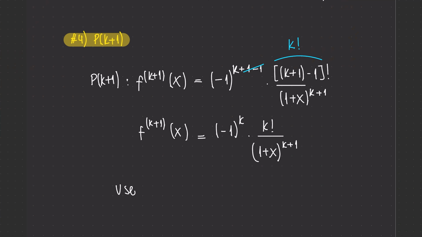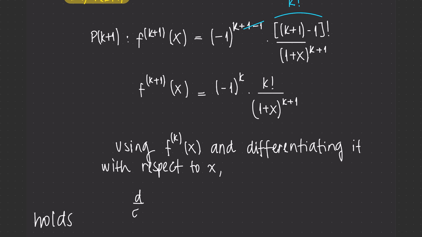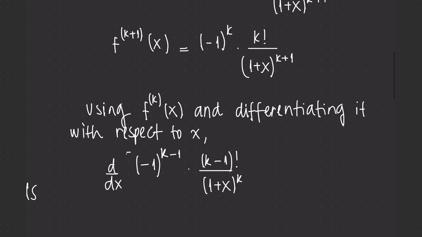Now, what you're going to write is, using the kth derivative of f and differentiating it with respect to x, we have d/dx of this function here. Now, remember that this is the goal. The goal is to get here. The same rules for derivatives apply to this case. So for example, if you're differentiating a constant, it disappears.